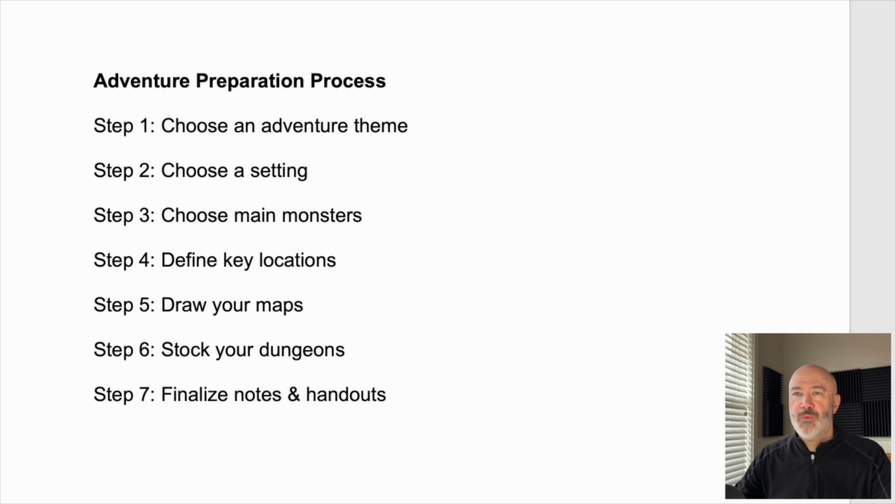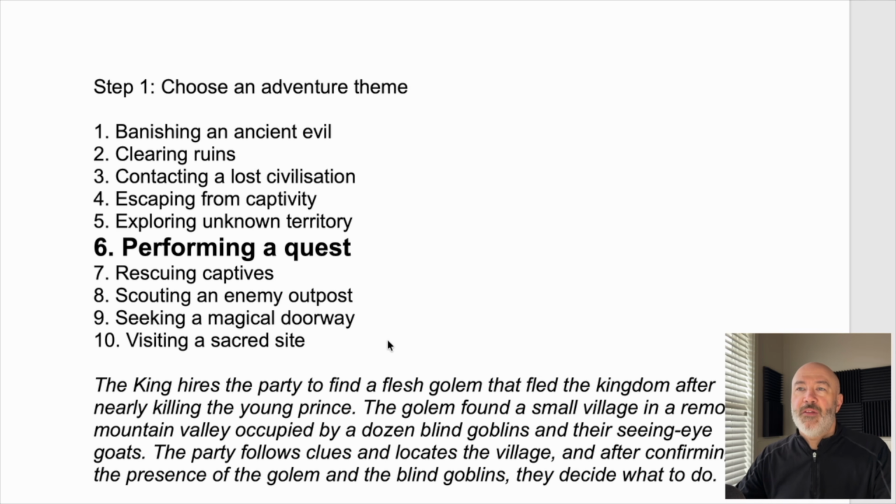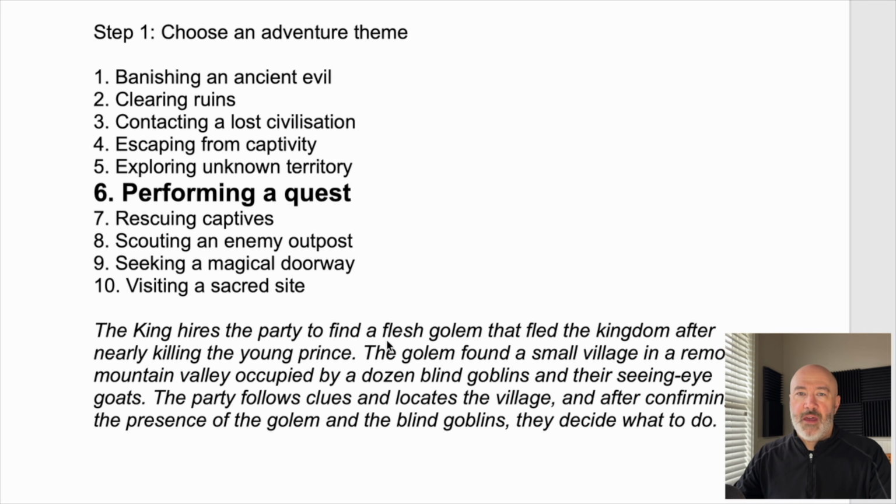So let's get started. To begin the adventure creation, we start at the highest level. And what I like to do is start at the theme. So in this 7-step process, the first one is choose an adventure theme, and then I will go through each step thereafter. So let's start with step 1. First one is choose an adventure theme, and there are 10 options.